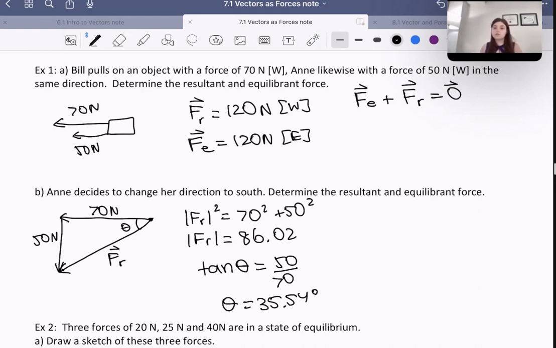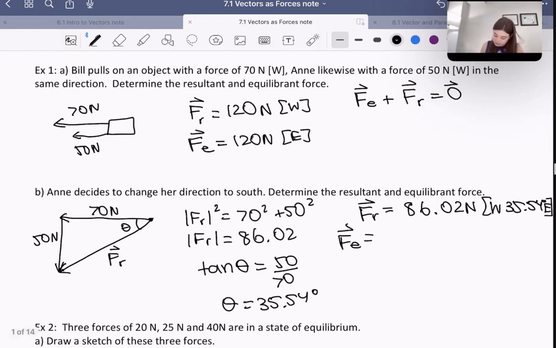And so therefore, what are the resulting forces? The resultant force is going to be equal to 86.02 newtons, and it's going to be west 35.54 degrees east. And then the equilibriant force is going to be, I keep saying that word wrong, sorry about that, it's equilibriant, I believe. I'm an economics person, so my apologies for that.